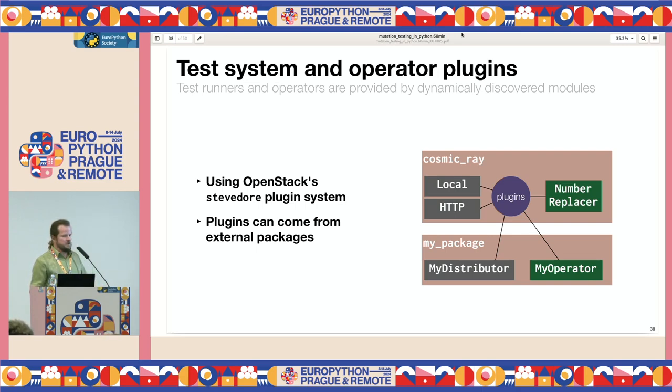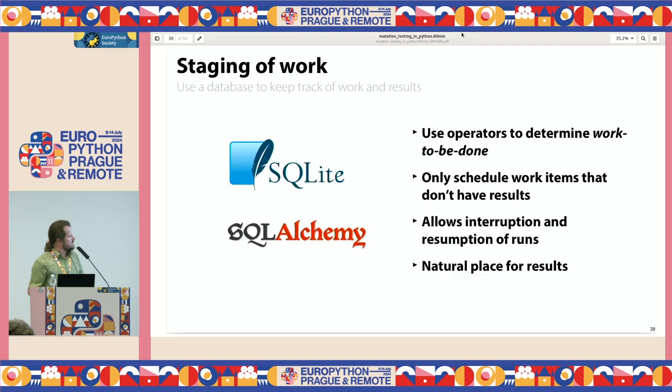So if you really need to parallelize, we have ways to support that. We use a little database to keep track of what's going on. This is actually, I think, a really nice feature. As I mentioned, when we run the initialization phase of Cosmic Ray, it scans all the code and figures out all the places that are going to get mutated. And it just makes a row in a database for each one of those.